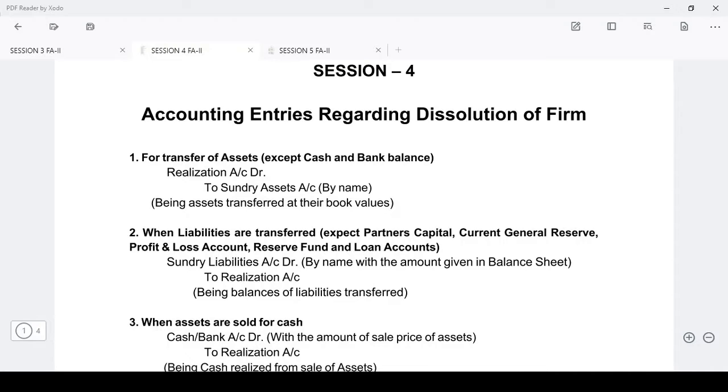If there is a machinery, realization account debit to machinery. If there is a building, realization account debit to building. If there is furniture, realization account debit to furniture account. So hence I have written in the bracket assets with their names to be transferred. So this is the first entry.